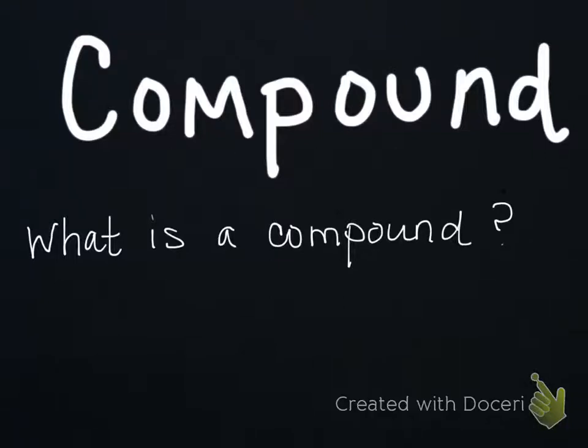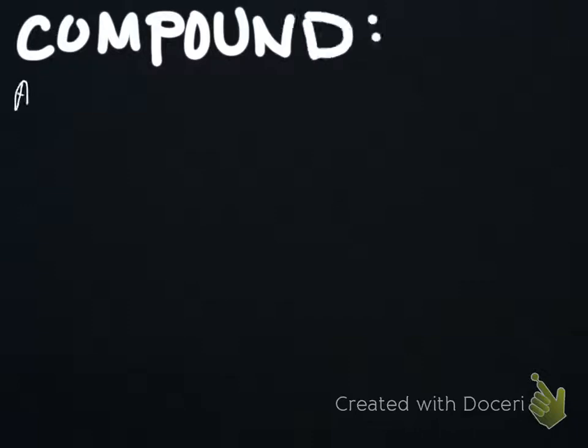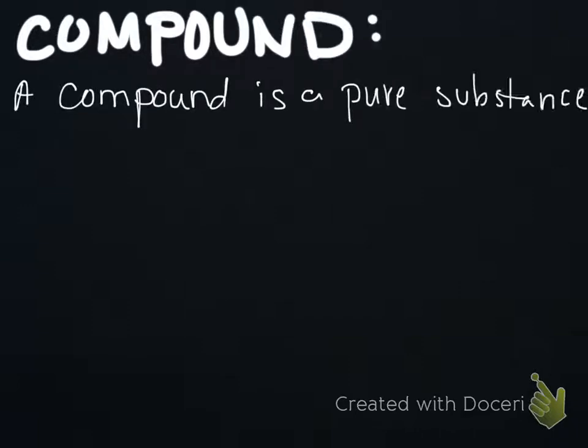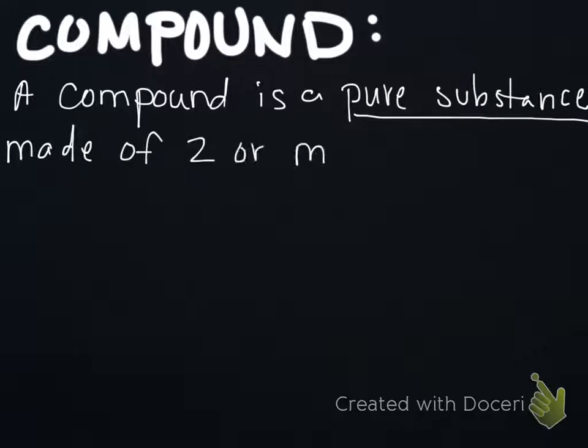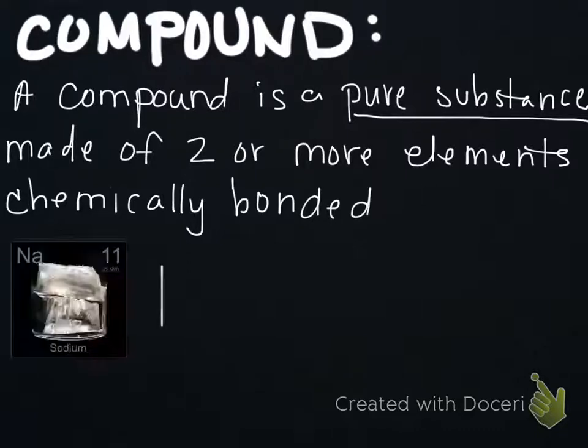Okay, so let's talk about compounds. What is a compound? All right, here comes the definition. A compound is a pure substance made of two or more elements that are chemically bonded or chemically combined. We're going to talk about this term right here that I underlined, pure substance. We'll talk about that just a little bit later.